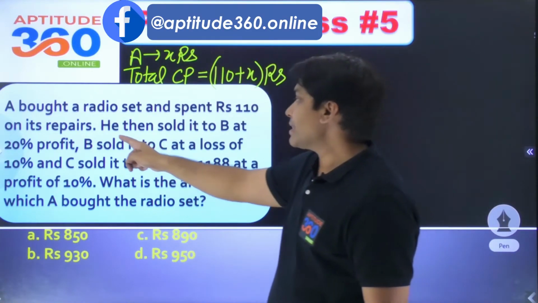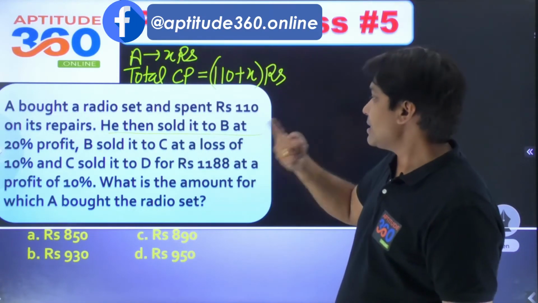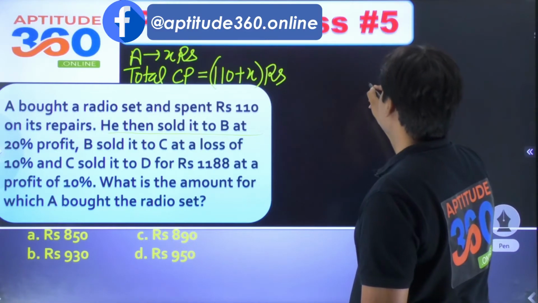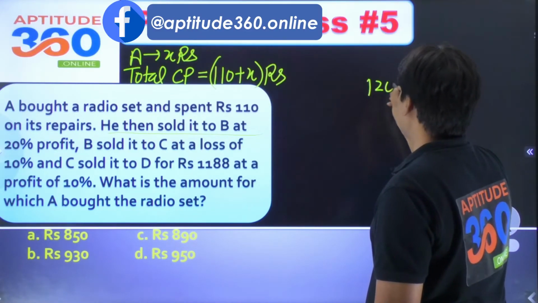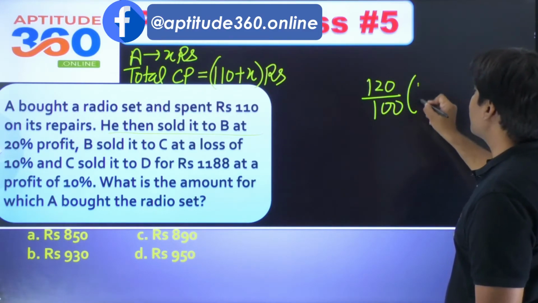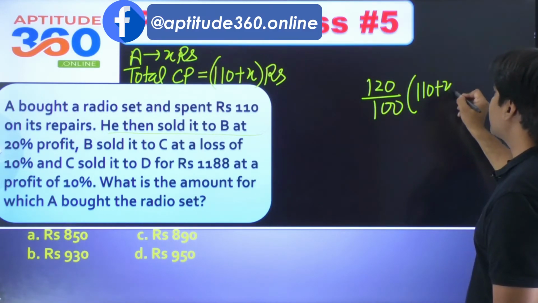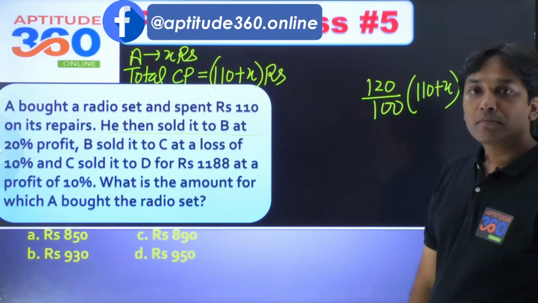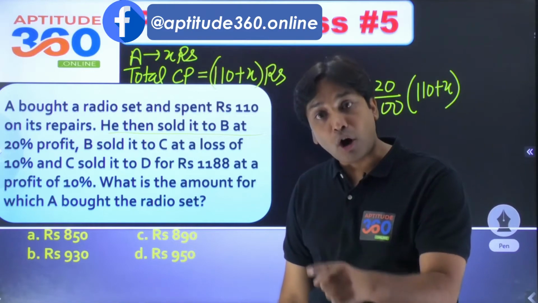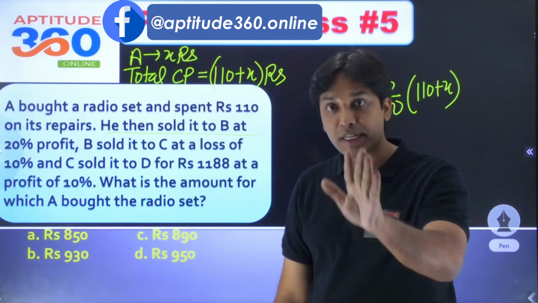Problem says that A then sells this to B at 20% profit. So if it is going to be 20% profit, would you be able to write this is going to be 120 divided by 100? 120 divided by 100 of what? 110 plus X. This is the selling price of A and cost price of B. I hope you're getting this.